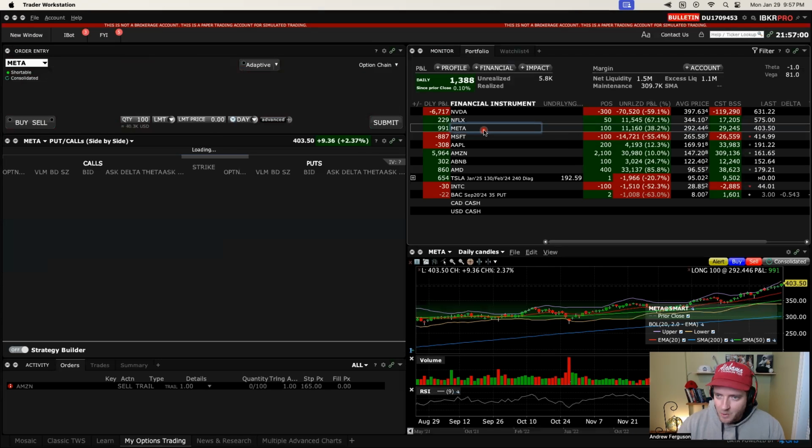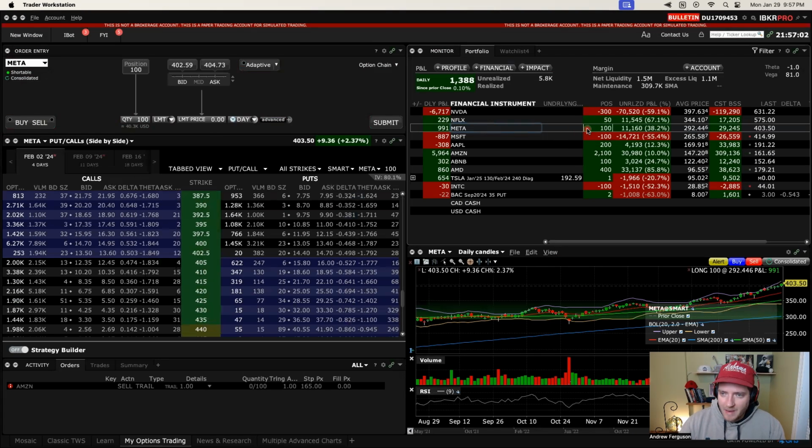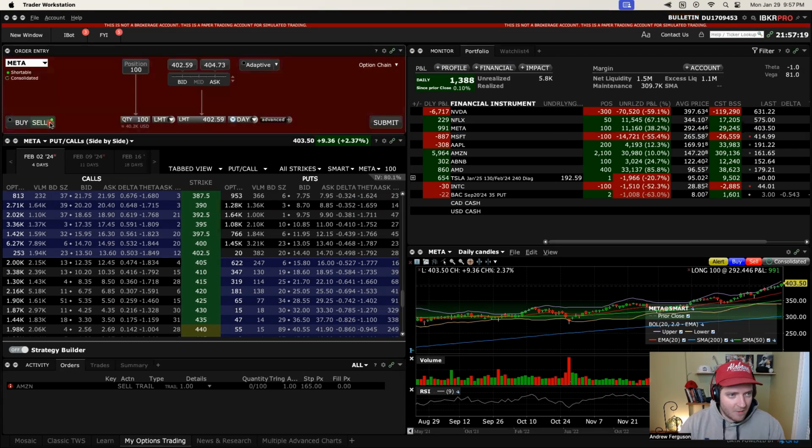So for this example, we're going to use my position of Meta here in this paper account. 100 shares, average price 292, some profit baked in there, and currently it last traded at 403.50. I'm going to share a spreadsheet with you in a second to visualize this a little bit better as well. So to do this properly and have this trailing stop order, we want to sell Meta. Our quantity is 100, that's correct. We're going to go down here and go to trail.